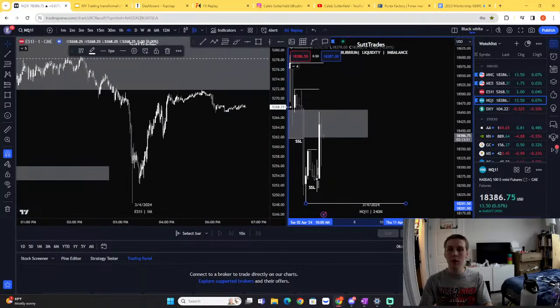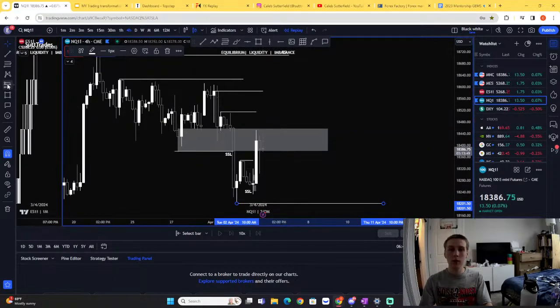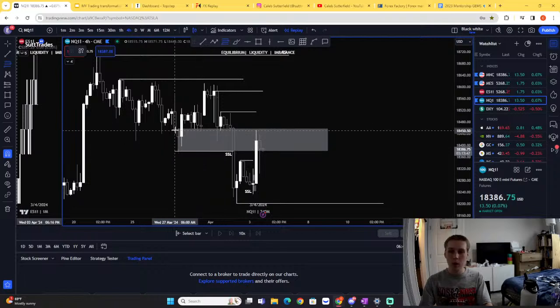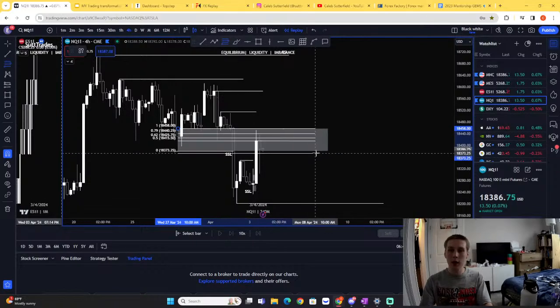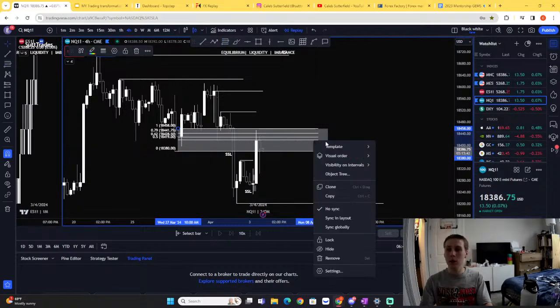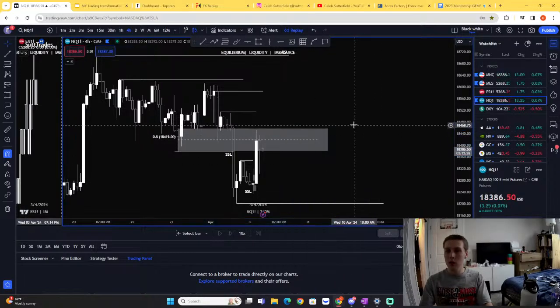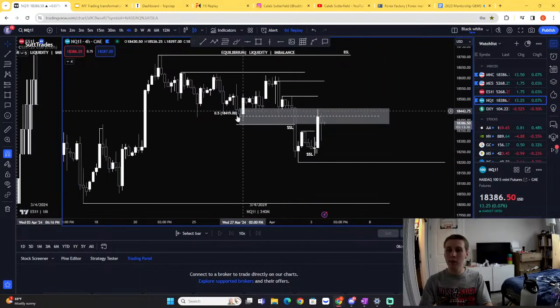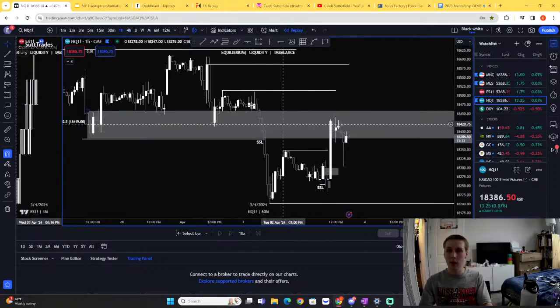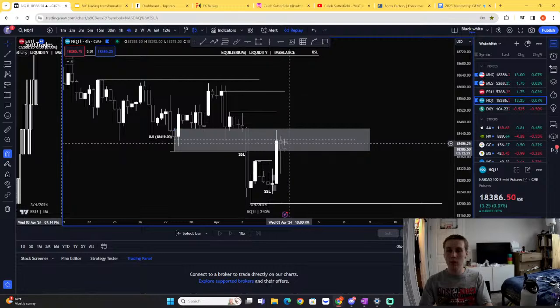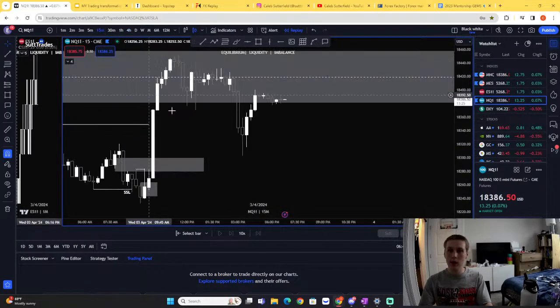If we look, we are... Why did my consequent encroachment go? Did I delete it? We're now holding consequent encroachment, or sorry, mean threshold. I keep on calling it consequent encroachment. It's pretty much the same thing. We're now holding mean threshold of this breaker block perfectly. Notice the candles. Notice the bodies. At least on the 4 hour. Notice the candles here, respecting this perfectly.